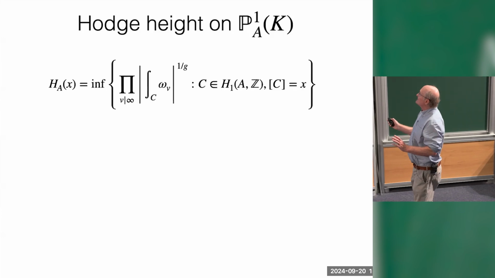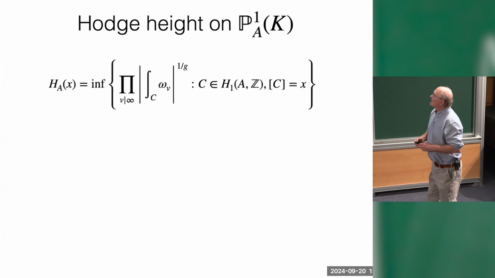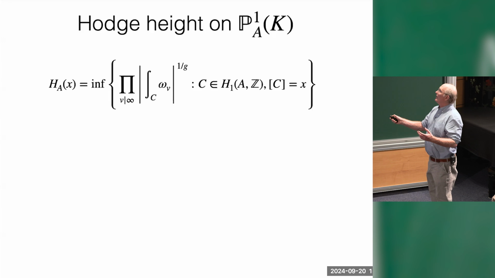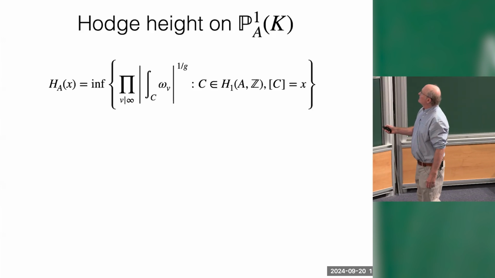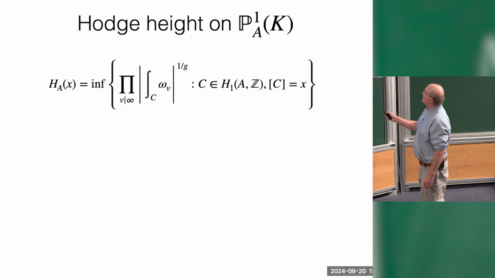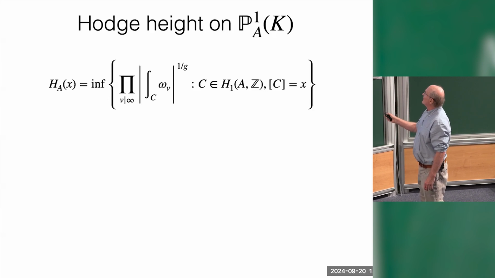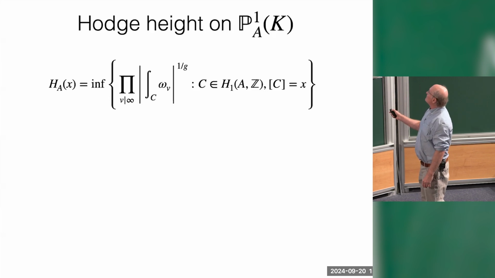Okay, so using this data, one can define what I call the Hodge height of a point in P1 of K. And so here's how it works. What you do is you take an element of the integral cohomology of A. So you just take a loop on your abelian variety that represents this K line. So it lies on a particular K line in the rational cohomology. So notice I have to know what an integral point is, but not much more. And then I integrate these eigenforms over that cycle.